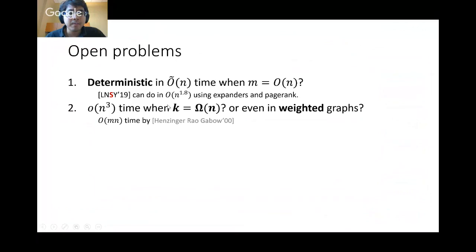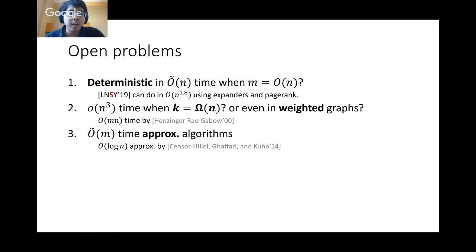And our algorithm is for small k. What if k is large? All algorithms that are known still have n cubed time when k is large. Can we break this bound? Or even in weighted graphs, we don't know how to break mn time.